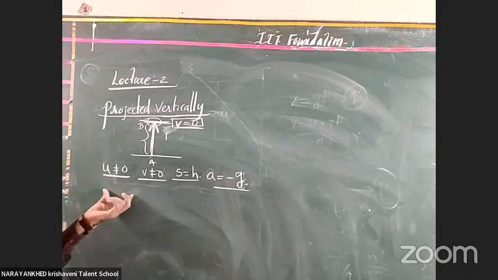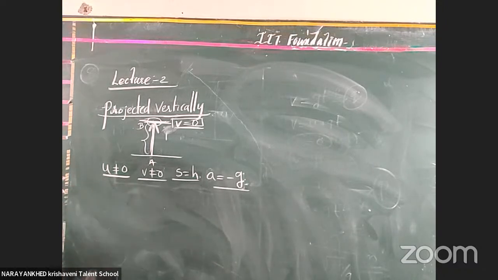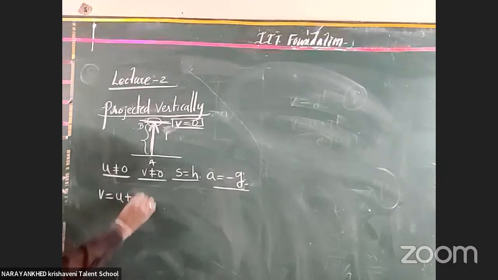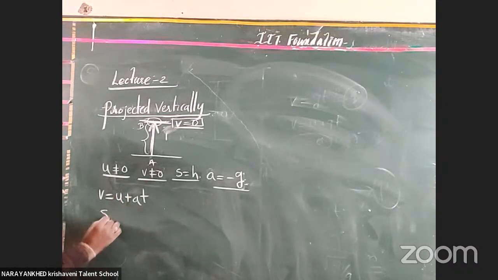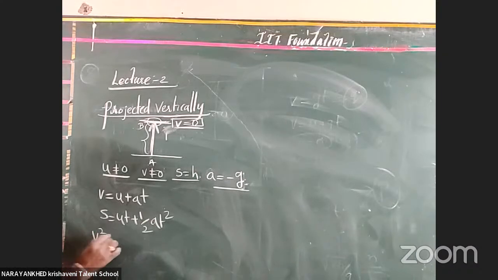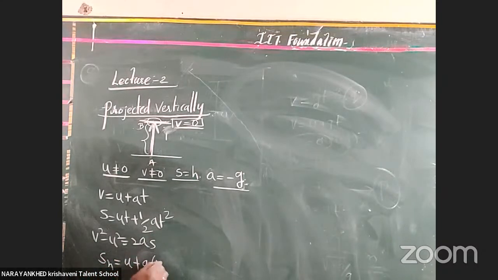You have to substitute these values in the equations of motion, which you already know very well. v is equal to u plus at. s is equal to ut plus half at square. v square minus u square is equal to 2as. And s_n is equal to u plus a into (2n minus 1) by 2. In all four equations, you have to substitute these values. Clear or not?